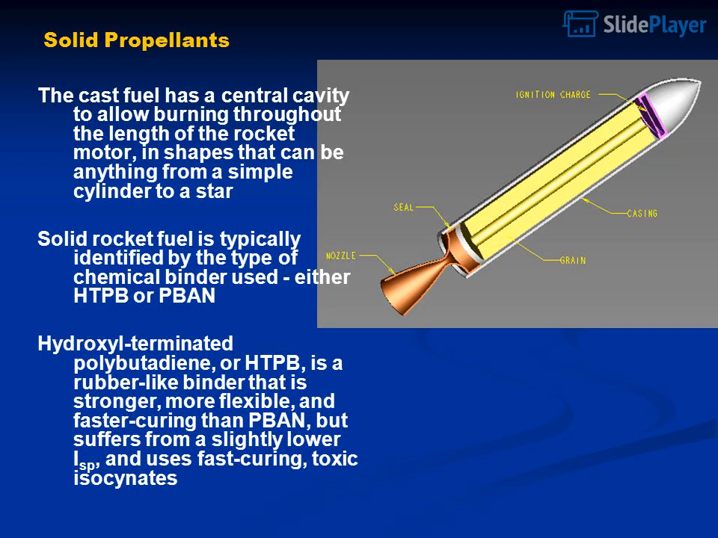Solid propellants. The cast fuel has a central cavity to allow burning throughout the length of the rocket motor, in shapes that can be anything from a simple cylinder to a star. Solid rocket fuel is typically identified by the type of chemical binder used, either HTPB or PBAN. Hydroxyl terminated polybutadiene, or HTPB, is a rubber-like binder that is stronger, more flexible, and faster curing than PBAN, but suffers from a slightly lower ISP, and uses fast curing, toxic isocyanates.